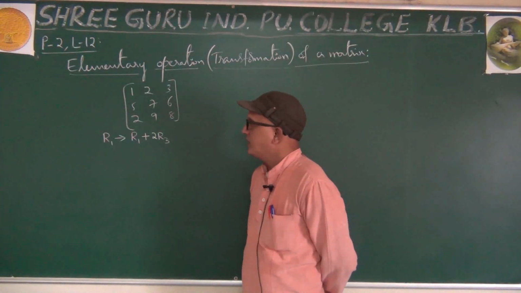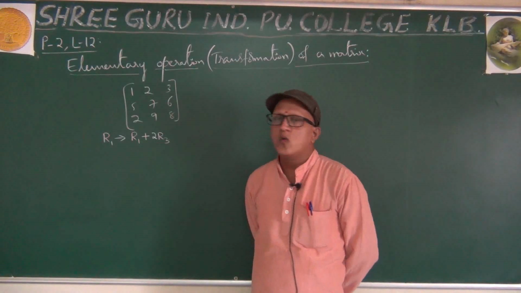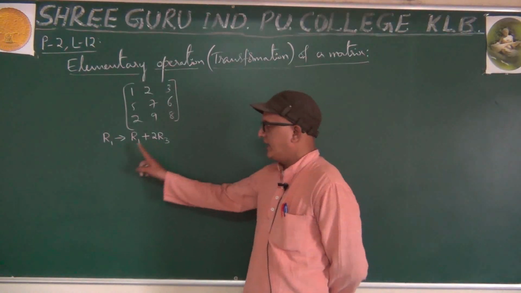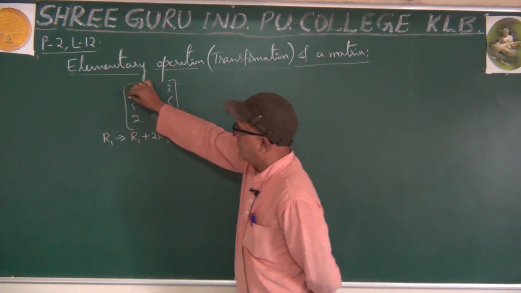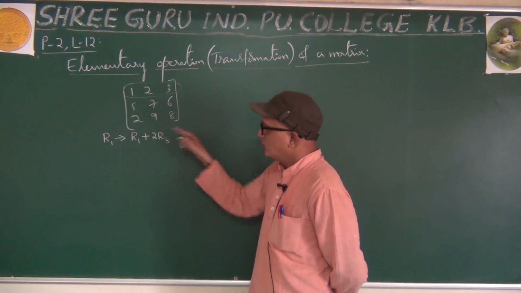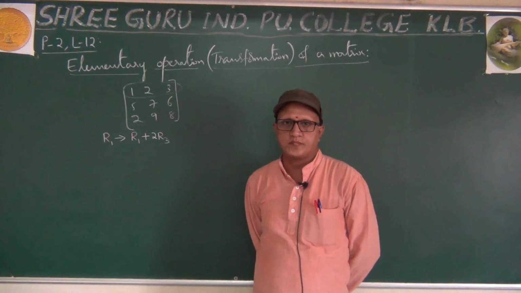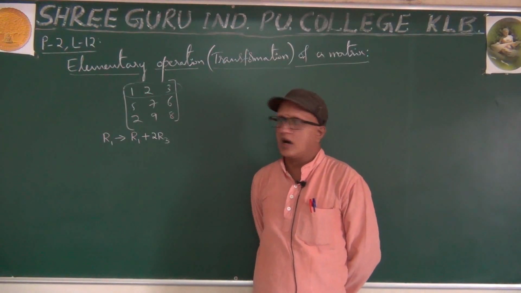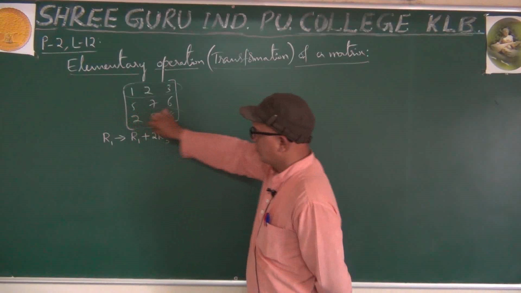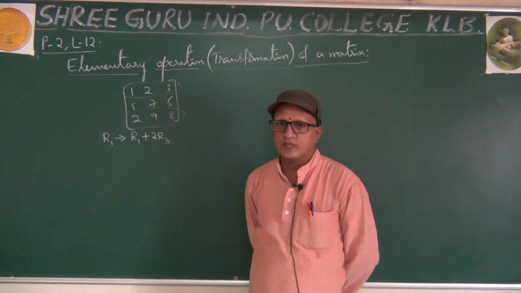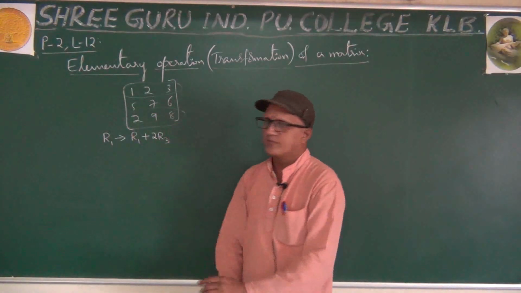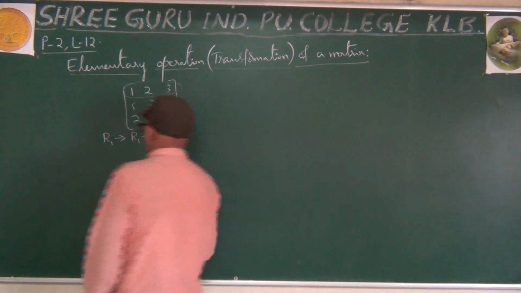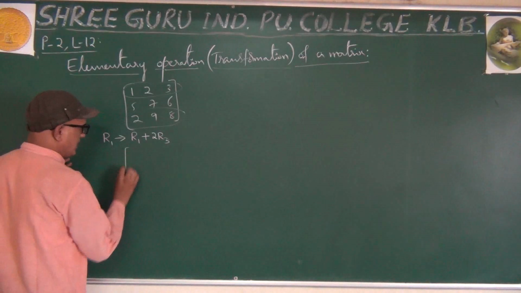I want to change R1. How do I want to change it? Like R1 plus 2 R3. 2 into R3. R3 means 3, multiply with 2, then add that. So we are not discussing anything about the second row. The second row will be as it is.